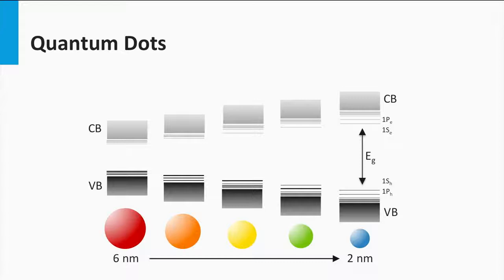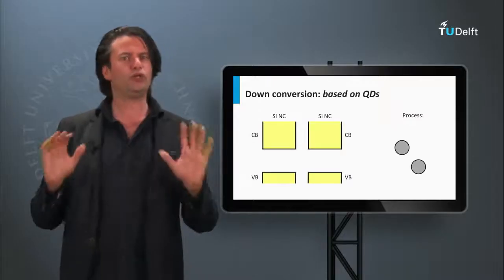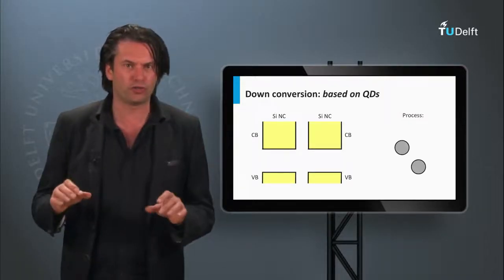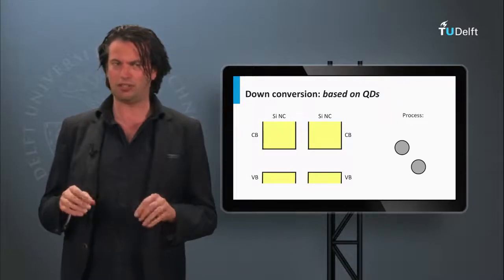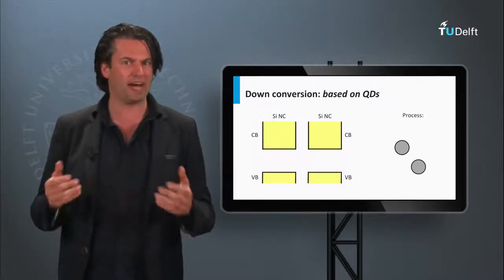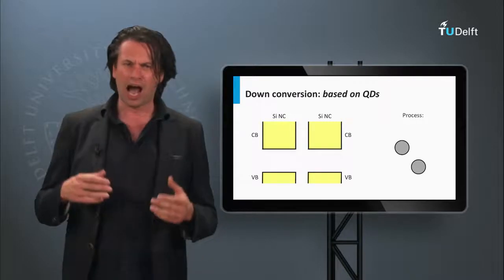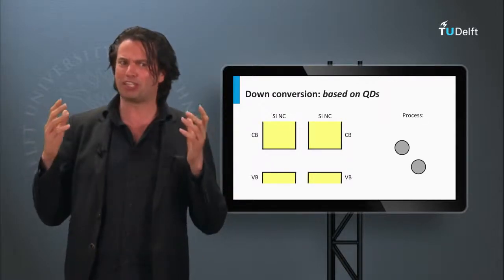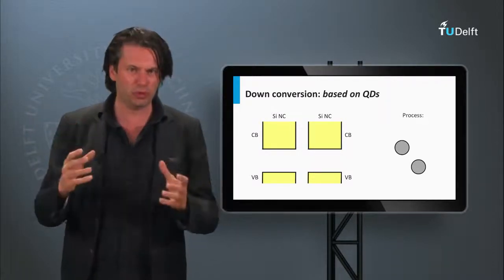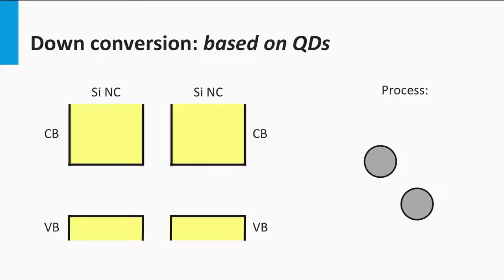This enables interesting band gap engineering possibilities, such as a multi-junction solar cell based on junctions with different quantum dot sizes in every junction. To use quantum dots for down conversion or multiple exciton generation, an ensemble of nanoparticles is embedded in a host material. How can the properties of an ensemble of nanoparticles be used for down conversion?